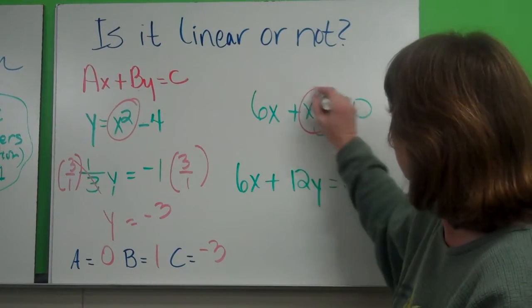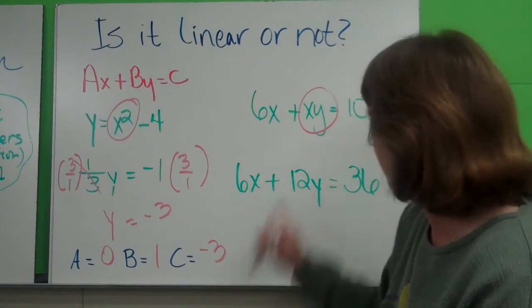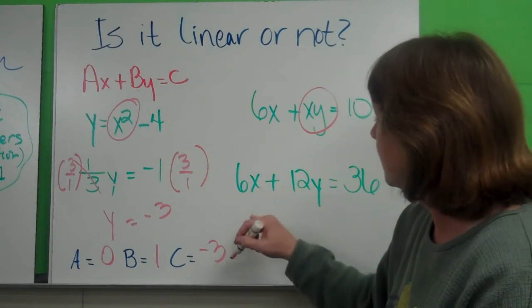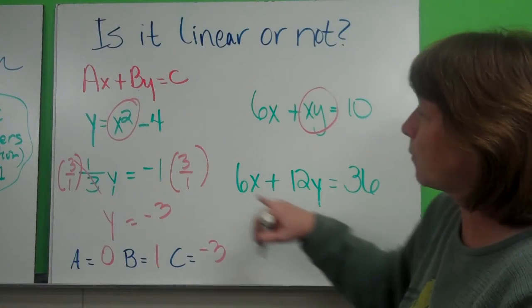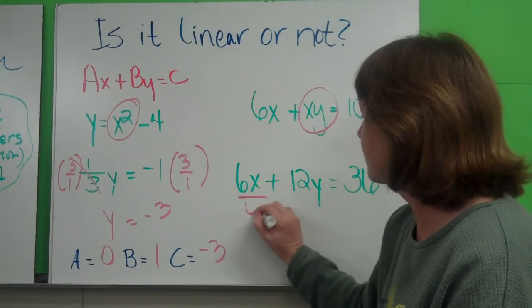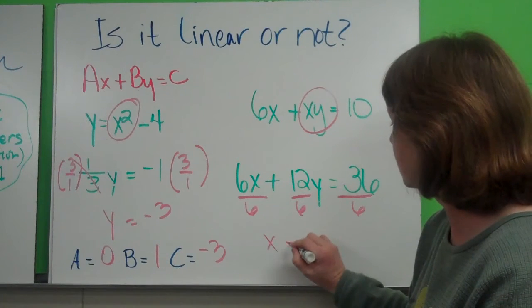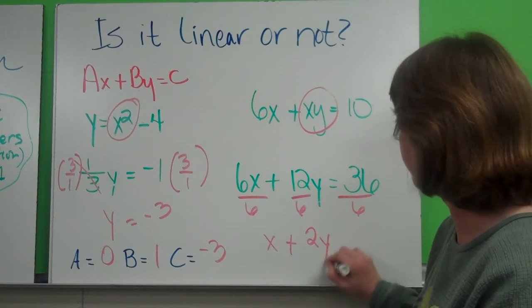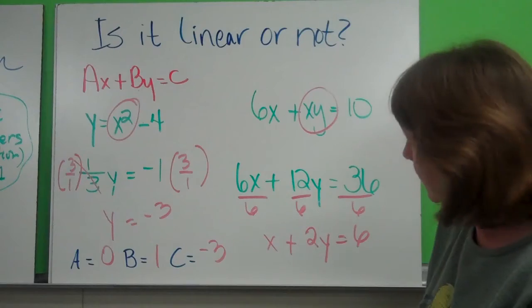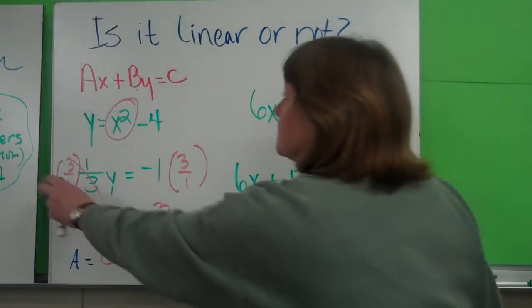This one is not linear because we have two variables together right here. This one, it is in the standard form, but it's not the greatest common factor. We have to divide all of these by 6, and that leaves you with x plus 2y equals 6. So this is linear.